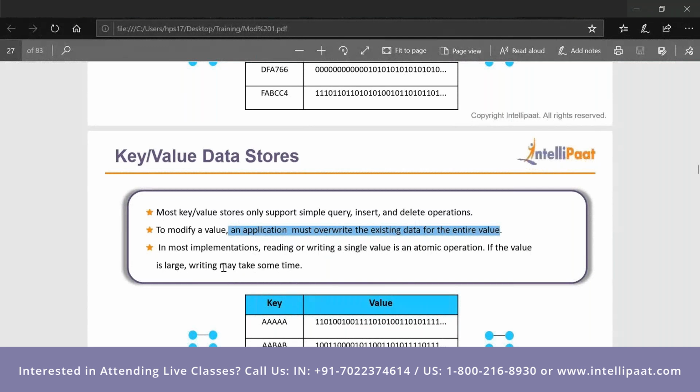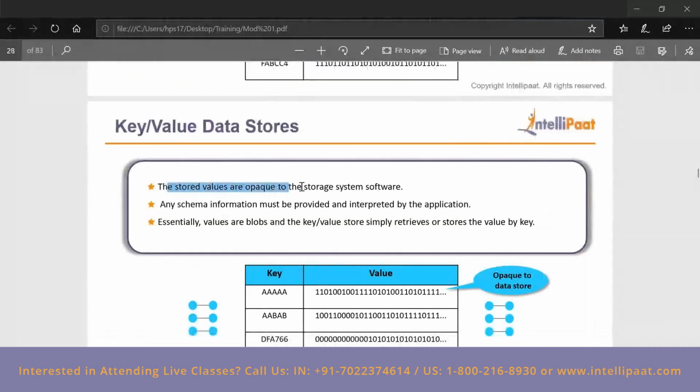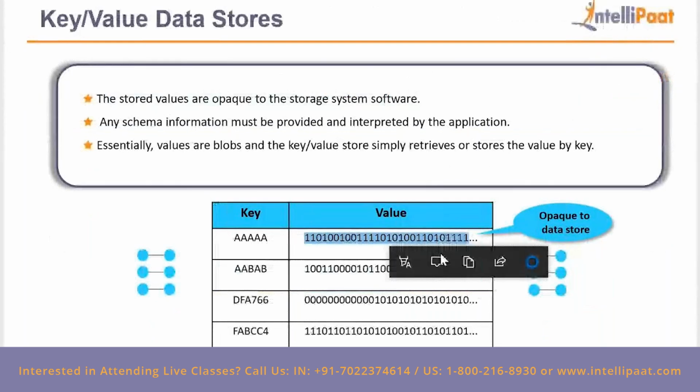So in most implementations, reading or writing a single value is an atomic operation. If a value is large, writing may take some time. So either it can read or it can write at one particular time. The stored values are opaque to the storage system. Even in the system, they cannot see the data. It's not like it's visible here. This is how the data will be stored. Your data will actually be hashed and then stored.